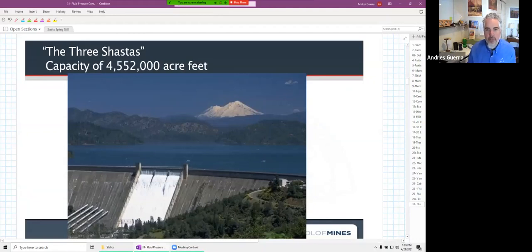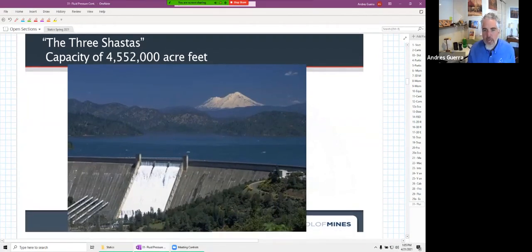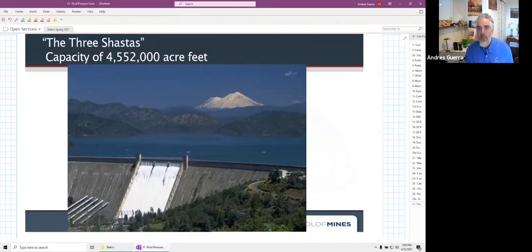When I was at the Bureau of Reclamation, I had an opportunity to work on a feasibility study to look into raising the dam by 20 feet. The capacity of Lake Shasta is 4.5 million acre feet. Our biggest reservoir in Colorado, like Blue Mesa Reservoir, is like 100,000 acre feet. So this is a lot of water, 4.5 million acre feet.